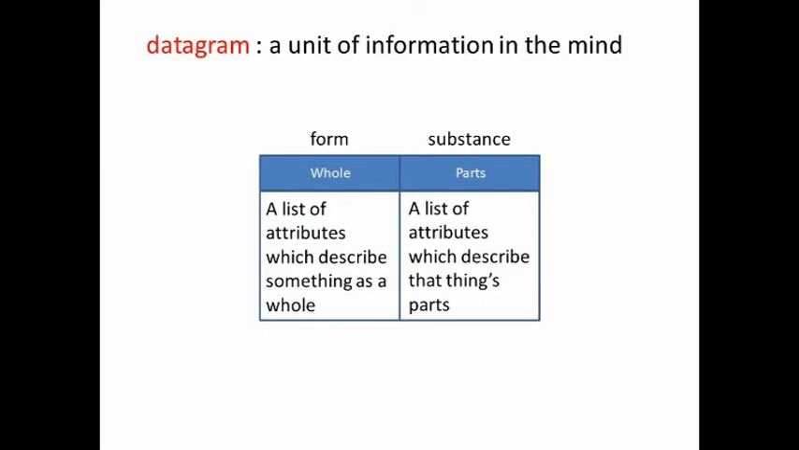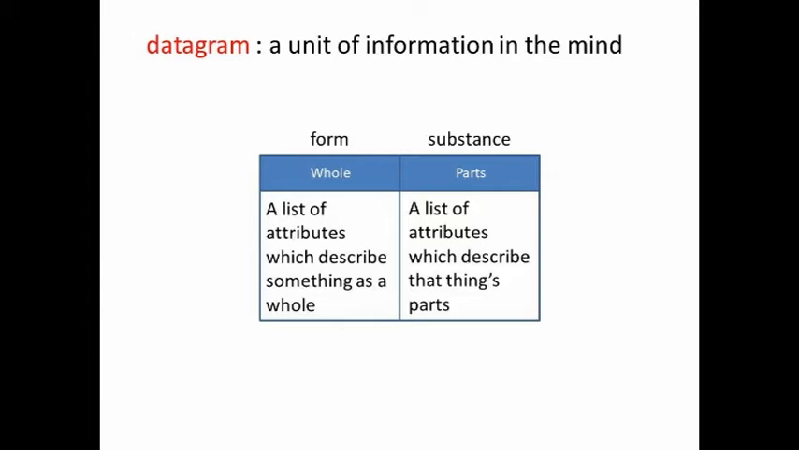And each of these datagrams, we can make it in two parts. One part on the left, we call it the whole, and the right part, which is the parts of that whole. So the left part, we call it form: what altogether is it, what is the shape of it, or what is it really. And substance is the ingredients of that thing.